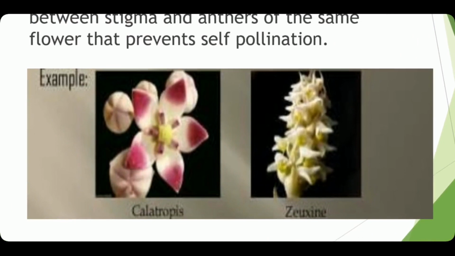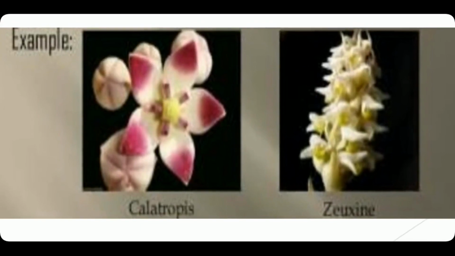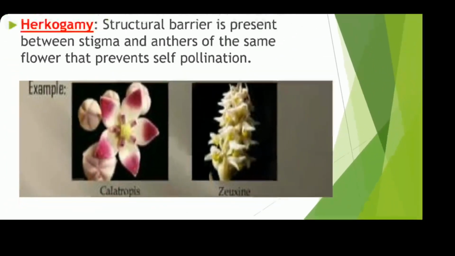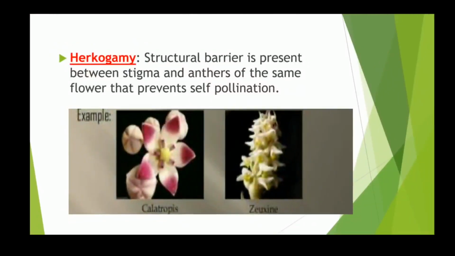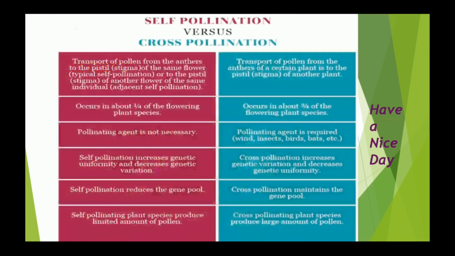In calotropis, here in the middle you can see that the ovary is there, and the anthers are positioned below it. So the anther is not capable of reaching the ovary, and in zeuxin it is the same. So this terminology is called hercogamy. All this terminology shows that there are some structural barriers, or some sort of development, which favors cross pollination but not self pollination.